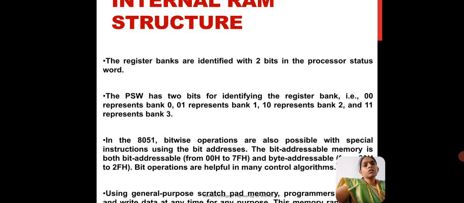Next, similar to your 8086, there are 5 different addressing modes. One is your register addressing mode. Next is your register indirect addressing mode. Third is your immediate addressing mode, fourth is your indexed addressing mode, and the last one is your direct addressing mode. So let us see a few applications of 8051 architecture.